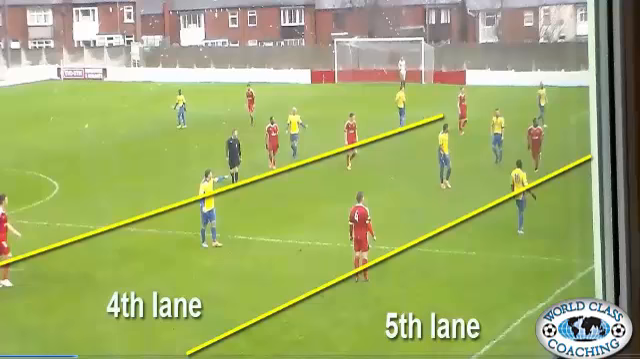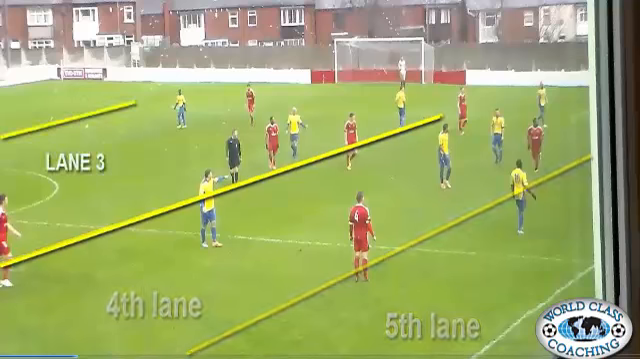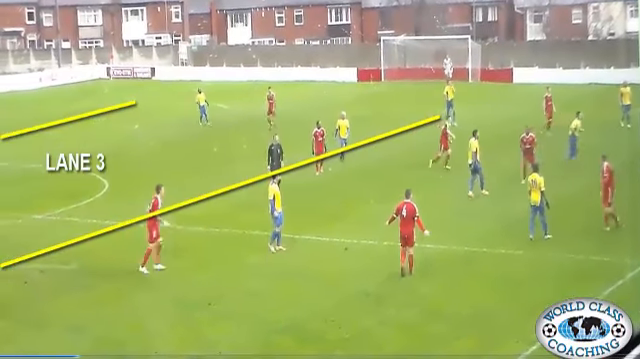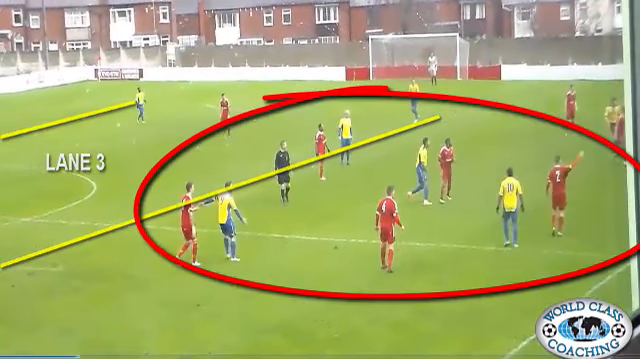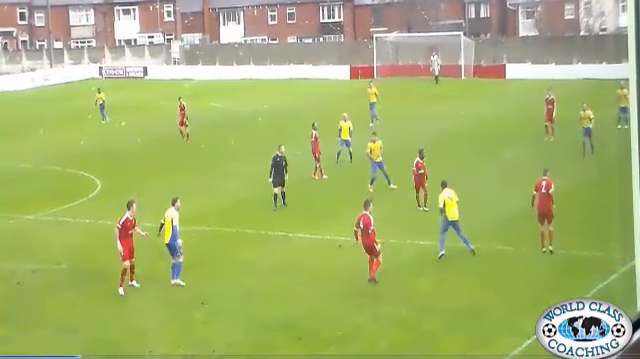So you can see in the 5th and 4th lane, there are people occupying those zones in and around where the ball is. But if you look at lane 3, the central area of the pitch, there's perhaps not quite as much balance. But we've got a decent amount of pressure, but yet Droylsden still achieved penetration in this example.